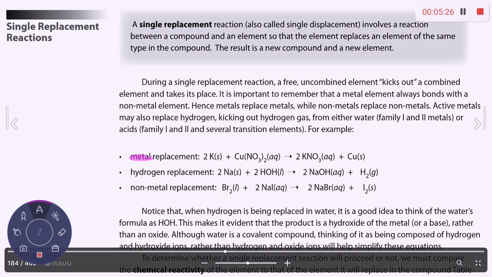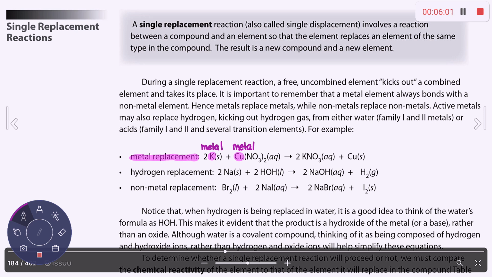The first type of single replacement reaction is generally referred to as a metal replacement. So the element that is alone on the reactant side, if it is a metal, it will replace the metal in the compound if it's more active than it. And I'll teach you how to predict that in a second. So I'm going to highlight the copper because the copper is another metal. So metals will replace metals.